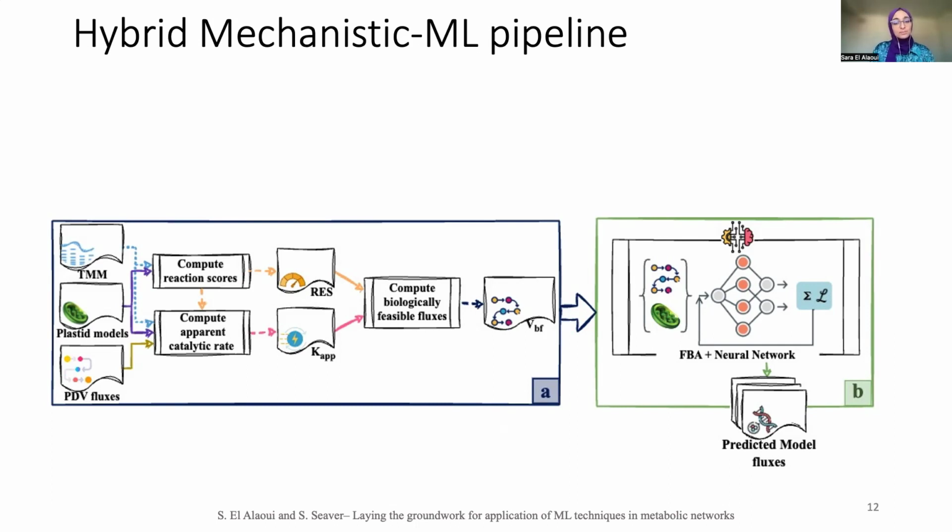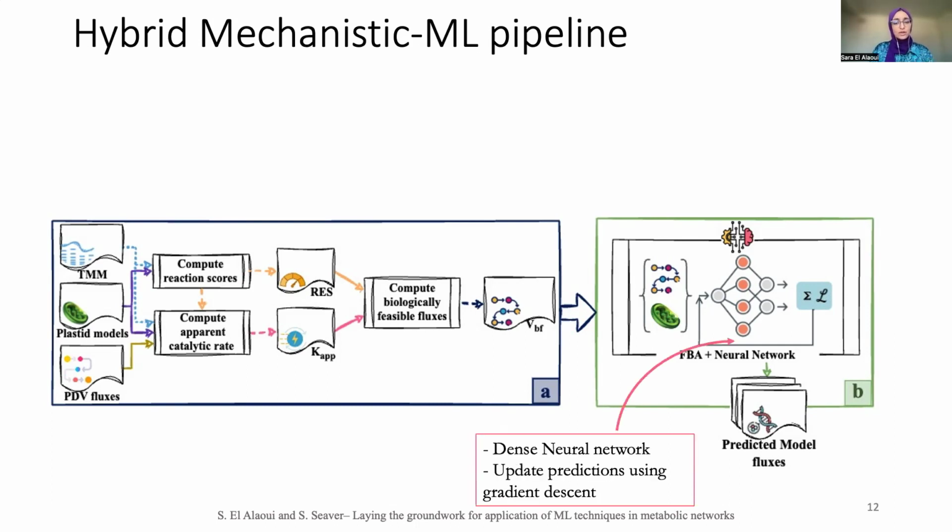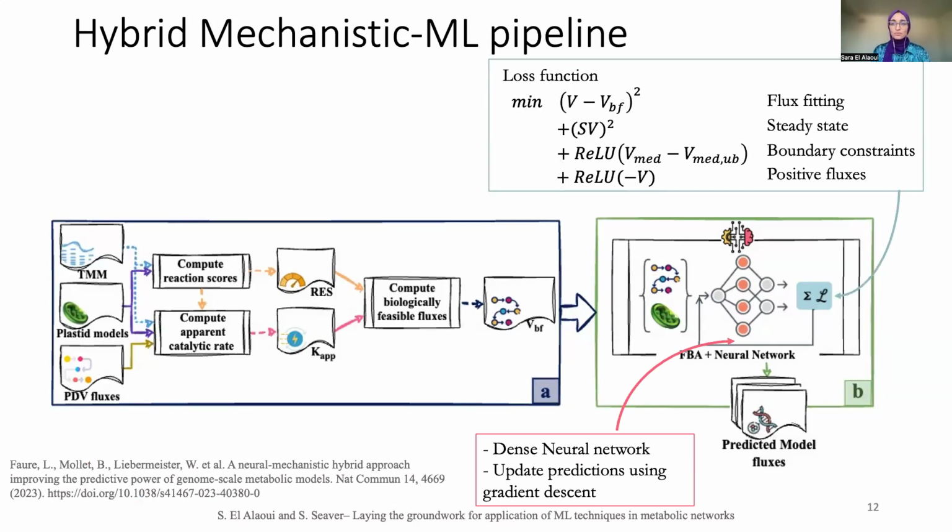The neural network that is used here is just a typical dense neural network. It uses gradient descent to update its predictions. But what's different here is the loss function. We don't use an off-the-shelf loss function, but we use a custom loss function that integrates the differential equations from the modeling of the network.